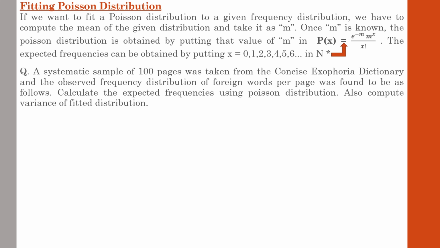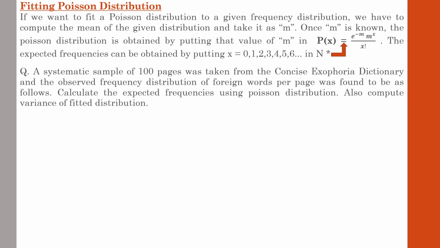A question: a systematic sample of 100 pages was taken from a concise Exophoria dictionary, and the observed frequency distribution of foreign words per page was found to be as follows. Calculate the expected frequency using Poisson distribution. Also compute the variance of the fitted distribution.